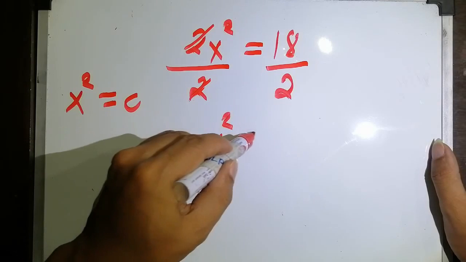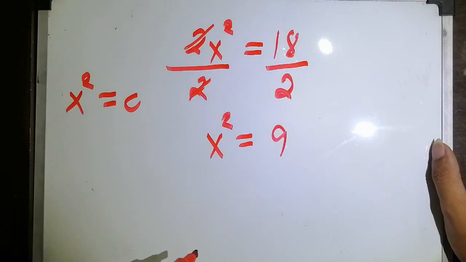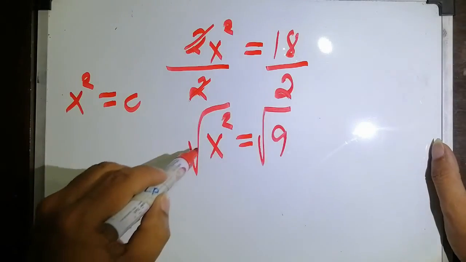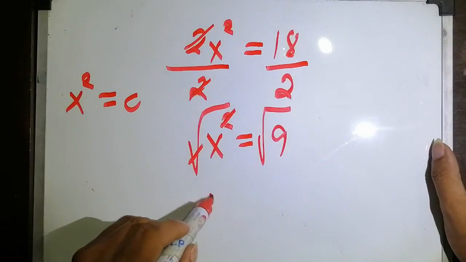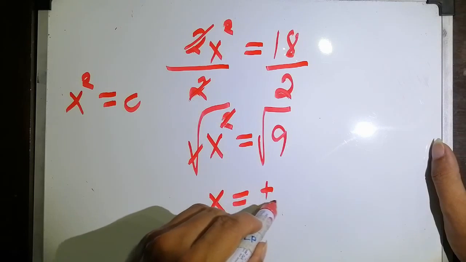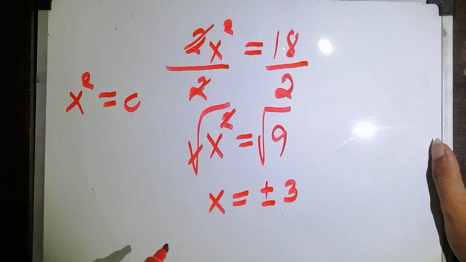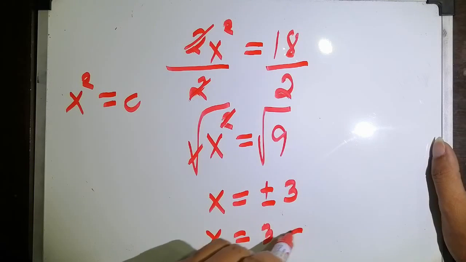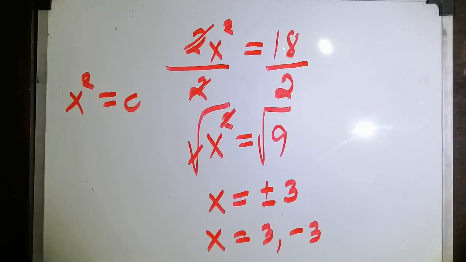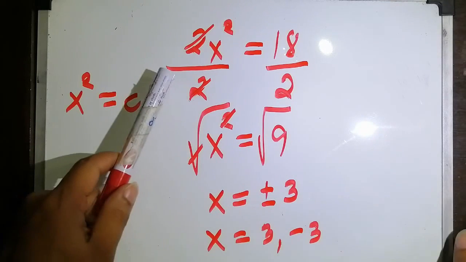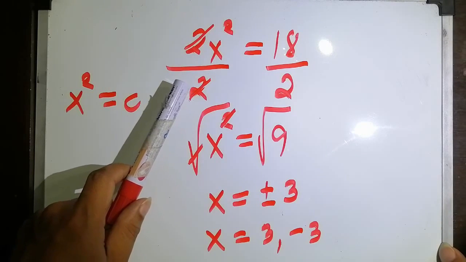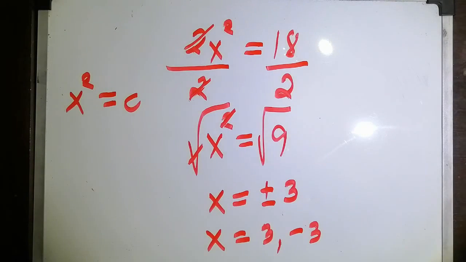We have x squared is equal to 9. Then we take the square root of both sides. So x is equal to plus or minus 3. The solutions are positive 3 and negative 3. Okay, so ganun gagawin natin kapag yung ating variable may kasama coefficient. I-divide muna natin siya kung ano yung kasama ng ating variable.